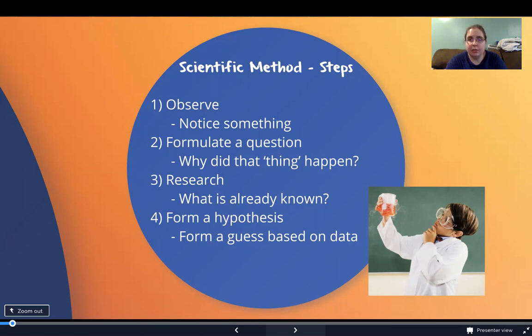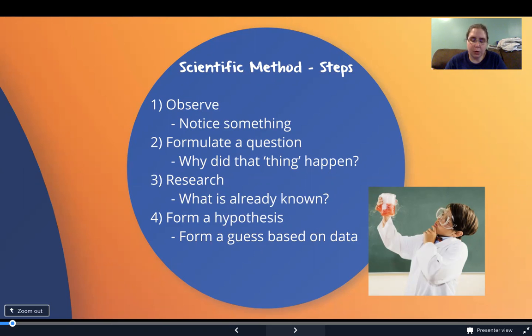So the first thing you have to do is observe something in the world around you. You have to notice something. The sky is blue. Plants are green. Rocks are hard. And once you notice something, you're going to formulate a question about why that thing occurs. So why is the sky blue? Why are plants green? Why is a rock hard?